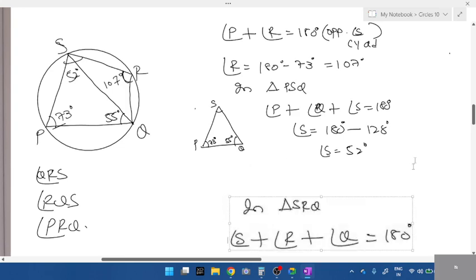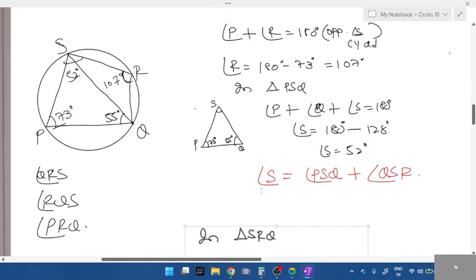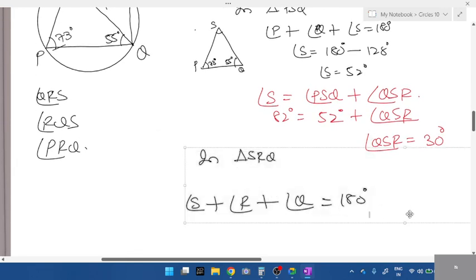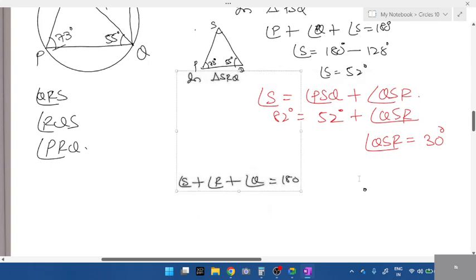See, below, before starting this, you can write: angle S is split into two parts, angle PSQ plus angle QSR. Angle S, the entire value, was 82 degrees. In that, PSQ was 52 degrees plus angle QSR. You can directly mention angle QSR is equal to 82 minus 52, which is 30 degrees. So we have 30 degrees here. Make a note. Those who see it directly might know how to solve, but in the board exam, steps are important. These theorems are important. Completed.